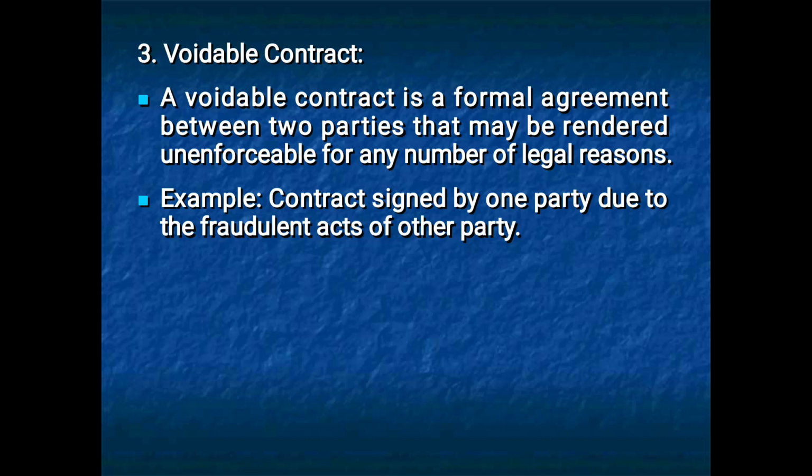Maybe fraudulent activities are undertaken by a party to make another person sign the agreement. Later, the opponent party may reveal the truth and cancel the contract. So this is a voidable contract, because at the time of signing, the contract is valid, but after revealing the truth, the contract is void.